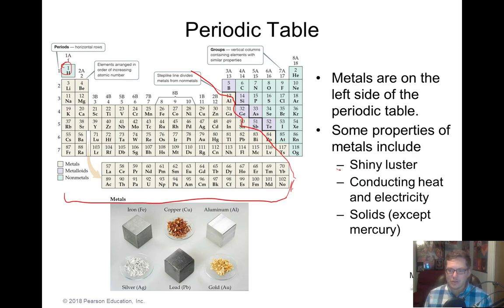Metals are all relatively shiny. Okay, they've got luster. They conduct heat and electricity, and they're all solids except for mercury. Mercury is a liquid at room temperature. All right.